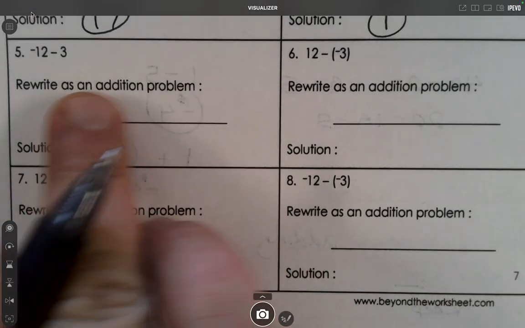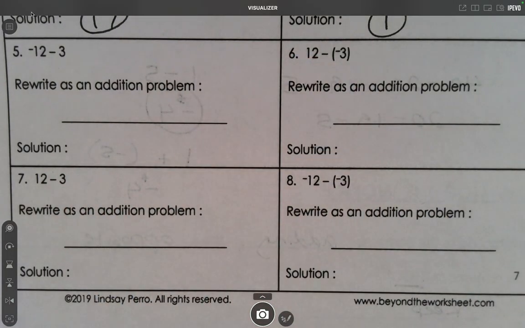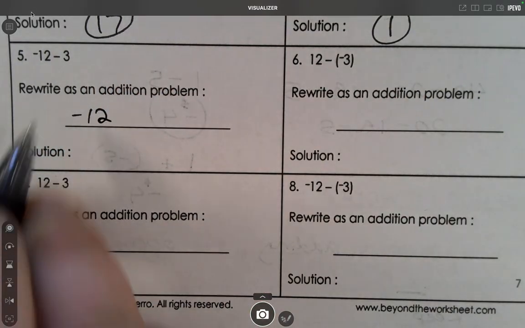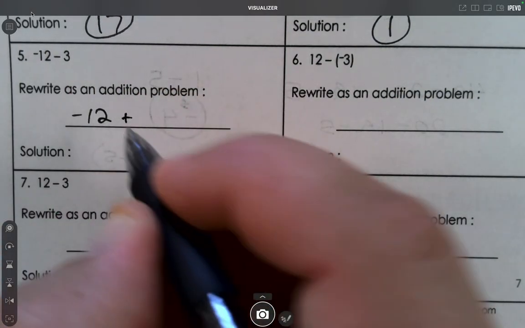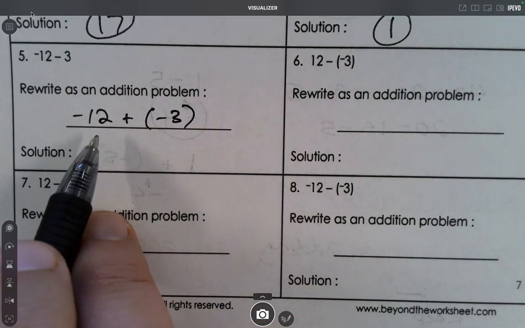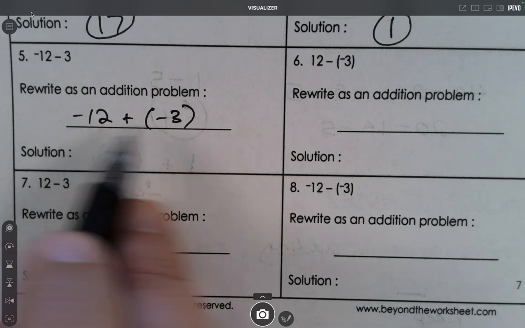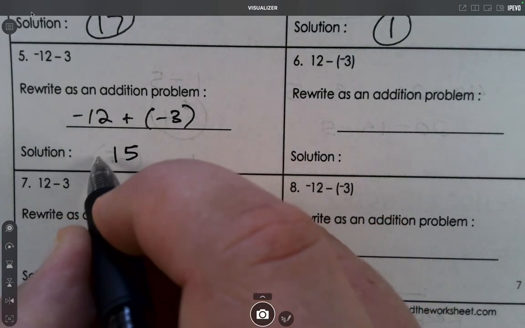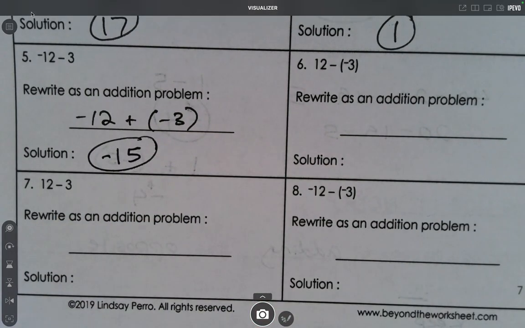Okay, I'm going to go a little faster. You can see these are all similar again, but you're welcome to pause or re-listen if you need to. We keep negative 12. I change the minus to a plus, change the positive 3 to a negative 3. I'm adding two numbers that have the same sign. They're both negative. So I do 12 plus 3 and keep it negative. Because when you have the same signs, you add and keep the sign.